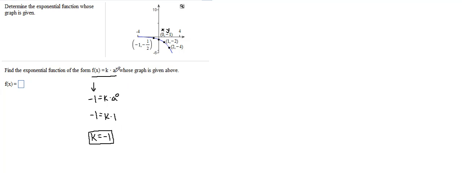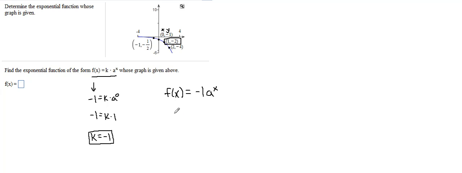Now we also need to solve for a. We don't know what a is. So let's now plug our k in. We'll say f of x equals -1 times a to the x power. Now let's plug in another value for x and y. So we can pick maybe this one right here, 1, -2.